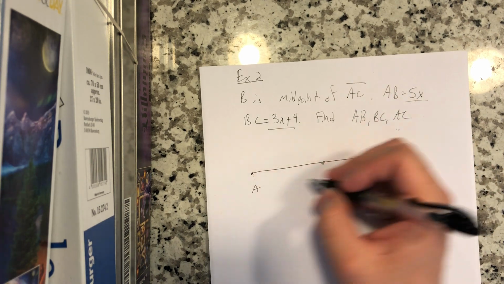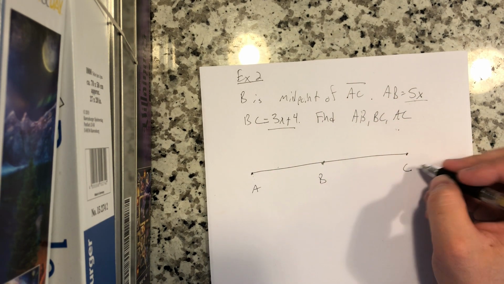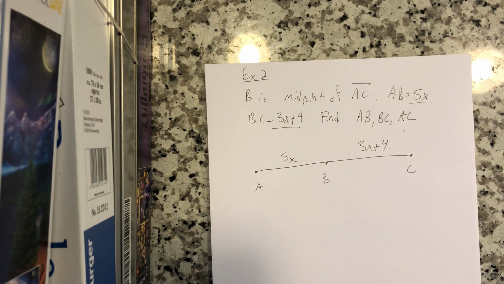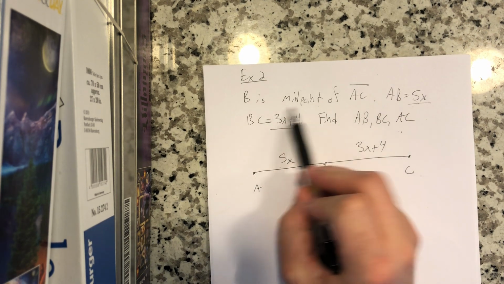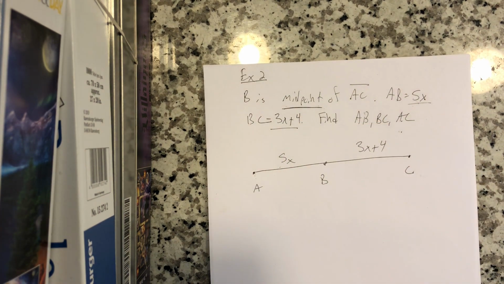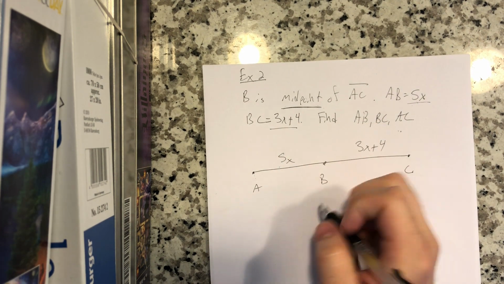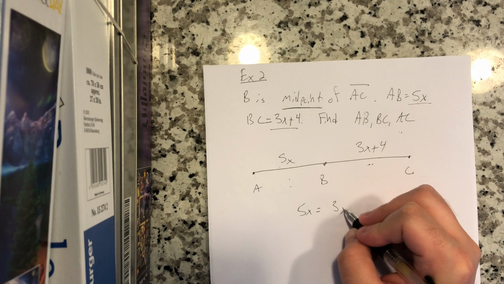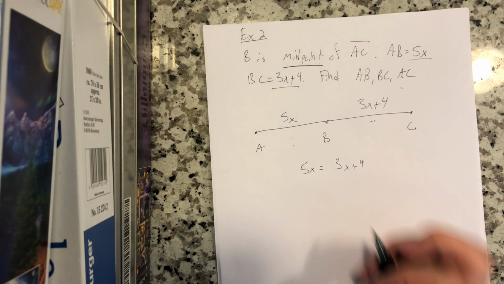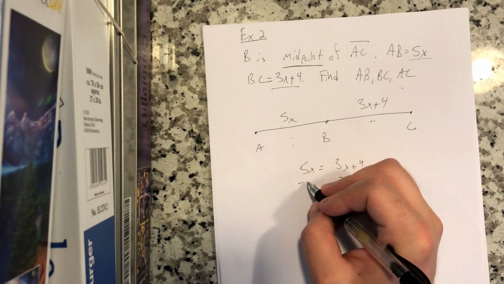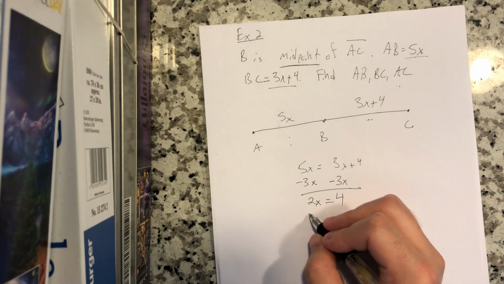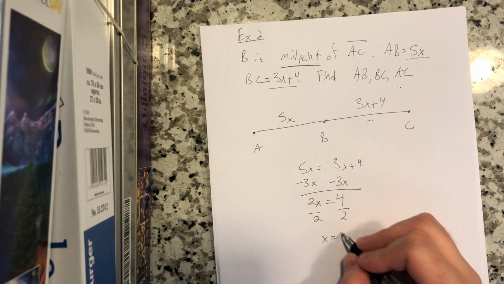So we've got A, we've got B, we've got C. AB is 5x and BC is 3x plus 4. Now the midpoint. Midpoint again means exactly halfway. So if this is exactly halfway, that means that these two things must be equal to each other. So what we can say is 5x must equal 3x plus 4. And this is a simple algebra problem. You can subtract 3x from both sides. This is going to give us 2x equal to 4. We can divide both sides by 2, and then you're going to get x equal to 2.